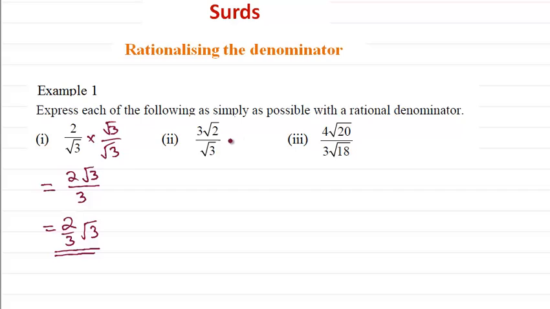Similarly here, again we multiply the top and bottom by root 3. Then we're going to get on the top root 3 times 3 root 2, which is basically 3 times root 6. On the bottom we get root 3 times root 3, which is 3, and that cancels, so the answer is root 6.